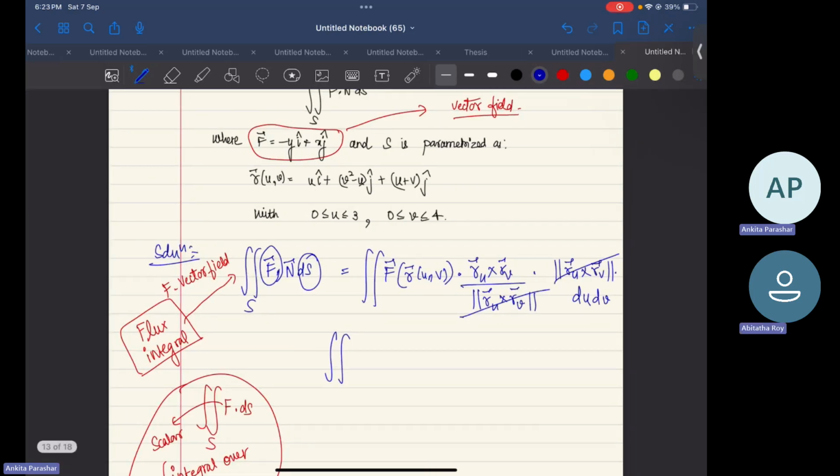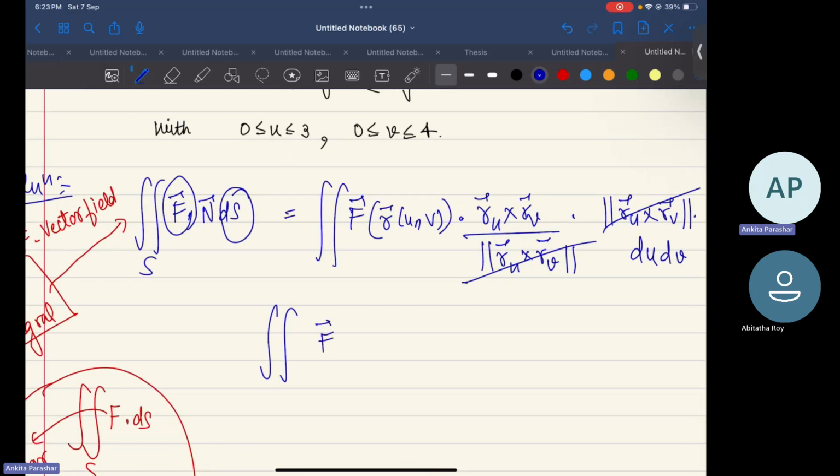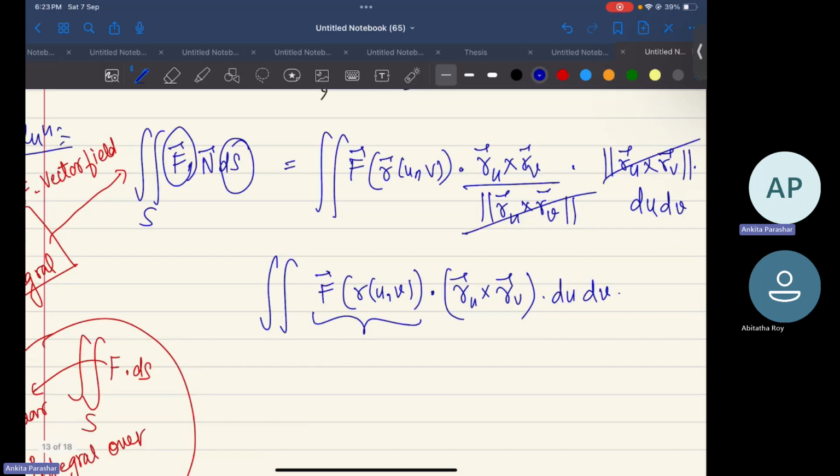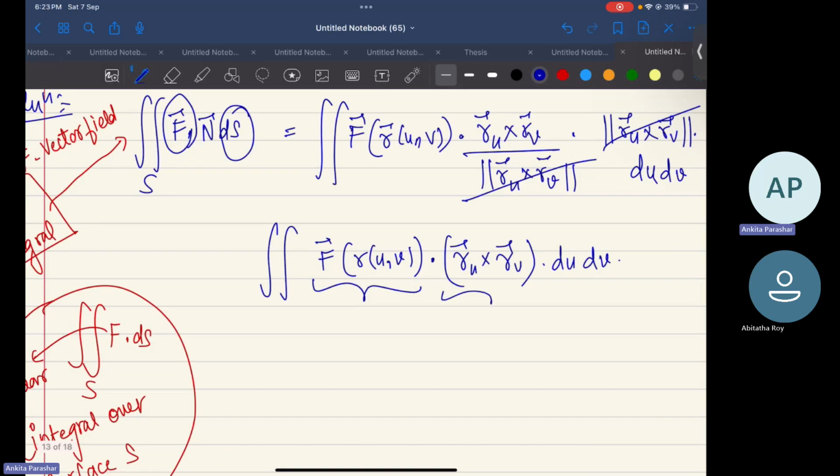So here the computation is f of r(u,v) times r_u cross r_v. Let me point out one more thing. Earlier f was a scalar field, then we were taking the norm of this because this is a vector. How would I take the dot product of, even if I get a dot product, I will get a vector only. But integration of a vector over a certain surface, we don't know how to do that.